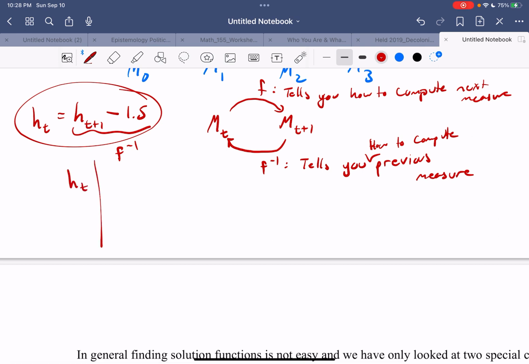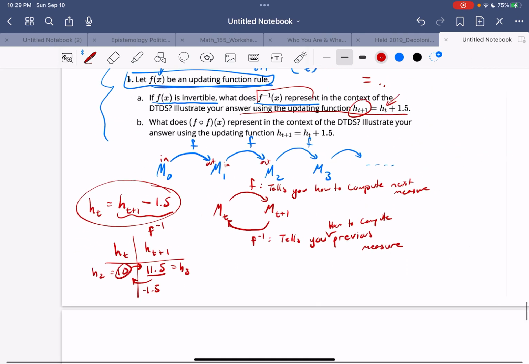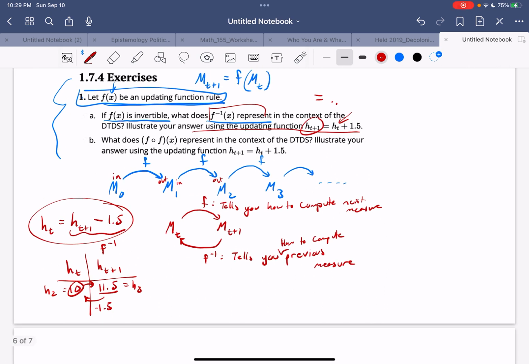H of t plus 1. If this was 10, then this would be 11.5. You could think of it as, well, I added 1.5 to get there. But let's pretend for a moment this is h2, so then this is h3. If you knew in the third month it was 11.5, and someone asked you what it was the previous month, you wouldn't hesitate. You'd subtract 1.5. You'd be like, oh, it was 10. Well, congratulations, you've done the inverse function. This is why we make things more complicated than they have to be. But the inverse function goes the other way. You're going to undo something.